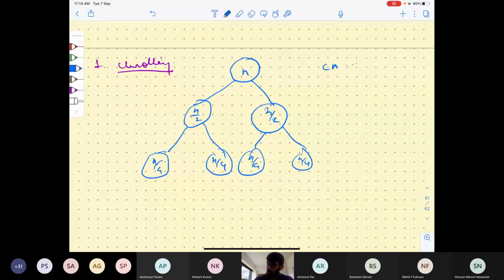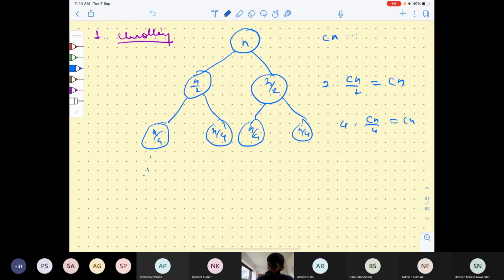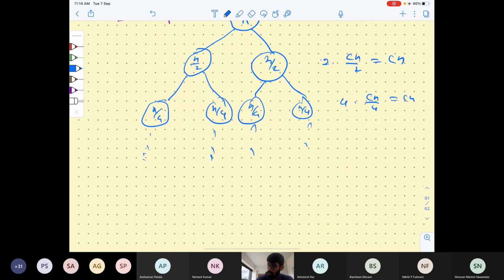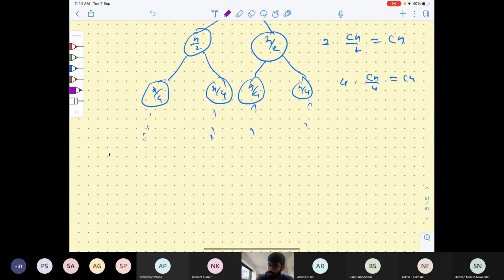How much time do we spend at this level? 2 times Cn over 2 is equal to Cn. Here we spend 4 times Cn over 4, which is Cn. So we get some pattern. What is the pattern here? Let's look at the pattern more formally.